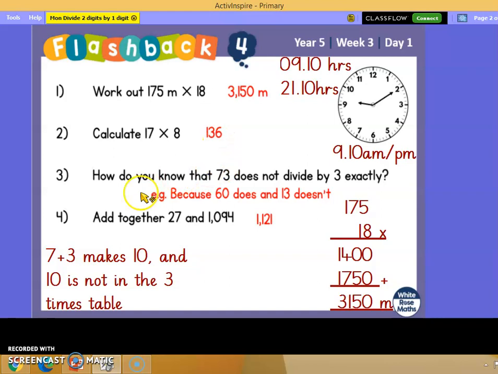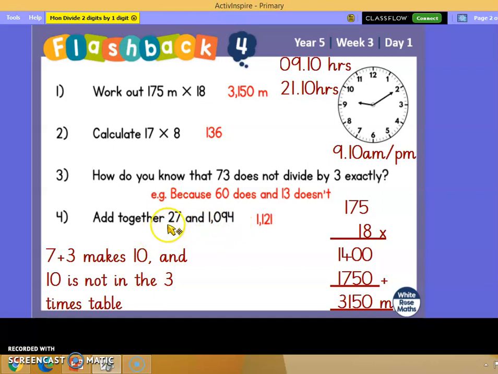136. Number 3, how do you know that 73 does not divide by 3 exactly? One answer, 60 does, but the leftover 13 to get up to 73 does not. Another way we've looked at it in class is if we add the digits 7 add 3, that makes 10. And 10 is not in the 3 times table. That's why we know it does not divide by 3 exactly.